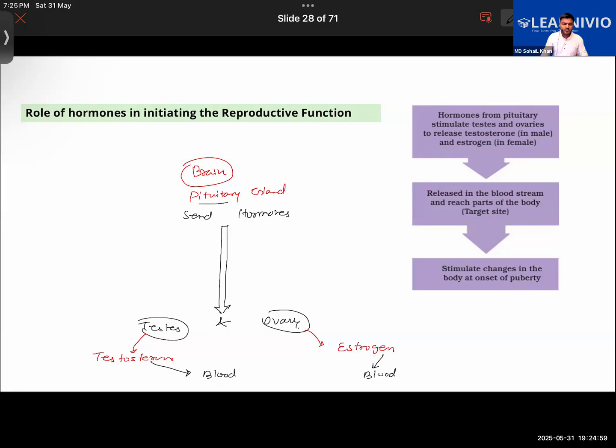And the estrogen will also be carried by the blood to different target sites, different specific areas in the body, where it will help in bringing different changes. Okay? That's the thing.